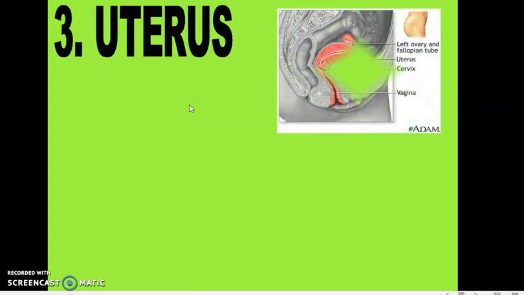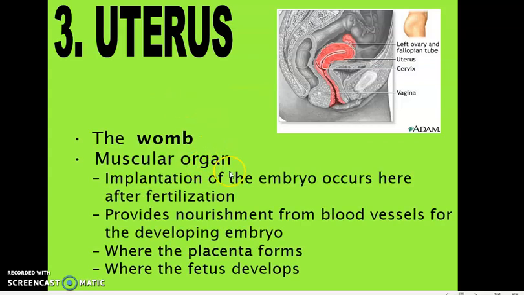Okay, the uterus, obviously a very important organ. This is where the baby develops. It's a thick muscular organ. This is a side view. It's the womb, the muscular organ. Implantation of the embryo occurs here after fertilization. It provides nourishment from blood vessels for the developing embryo, right? We're going to get a placenta to form here. The placenta is where the exchange of nutrients between the mother's blood and baby's blood takes place, and the wastes go from the baby's blood to the mother's blood. Attached to the placenta will be the umbilical cord.